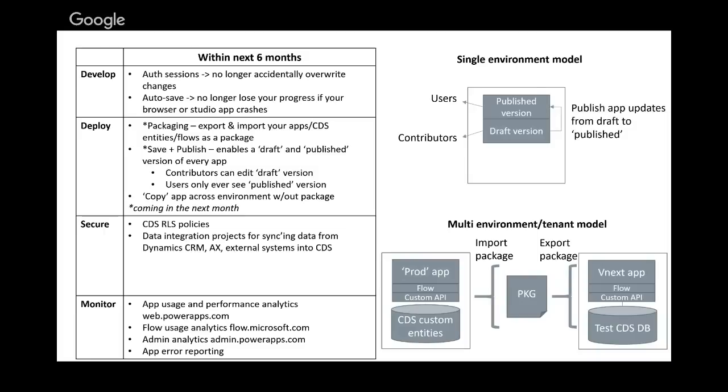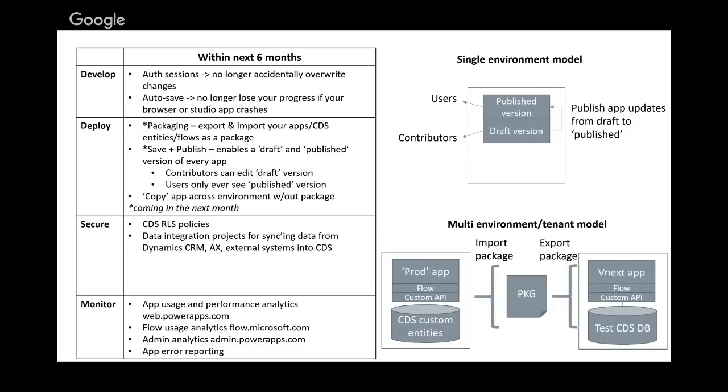And then the third thing I want to call out is, in addition to packaging, we're adding something called save and publish. What this tries to address is, within that single environment model of developing applications we talked about earlier, where you had to create copies of the app, we're adding two versions of an application: a draft version and a published version. The people that you share the app to as a user will see the published version of your application, but we'll be supporting a draft version that contributors can work on that is not available to all of your users of the application until you publish it.